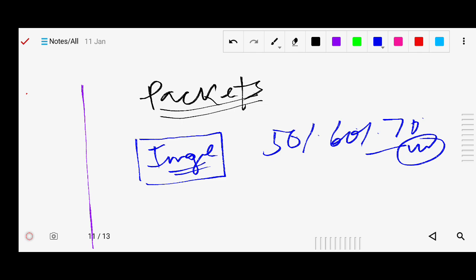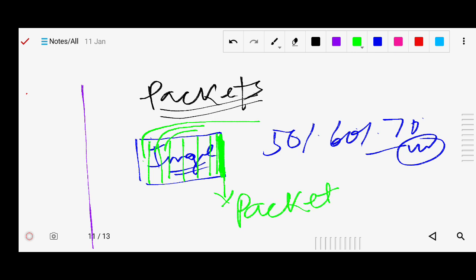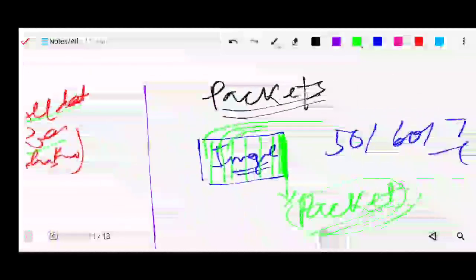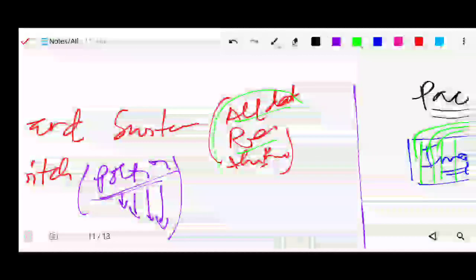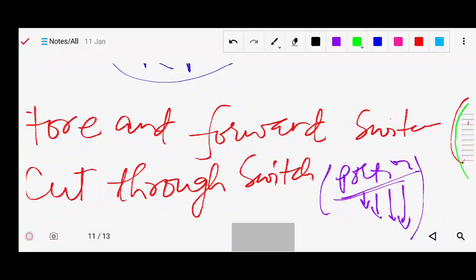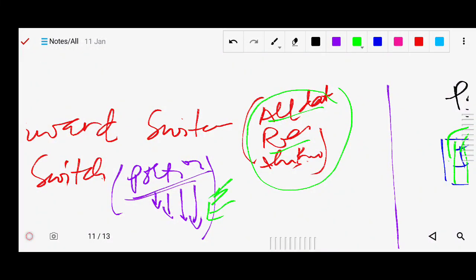It means the image is divided into small parts. This is the first part, this is the second part, third part, and likewise it is sent. Each divided part is called a packet. A packet is a part of the information which you are sending. So in store and forward, all the data is received first and then transferred to the other device. But in cut through switches, whatever portion or packet comes will be transferred.